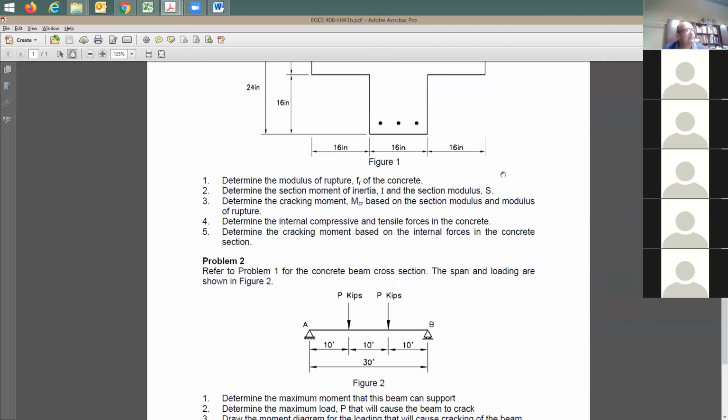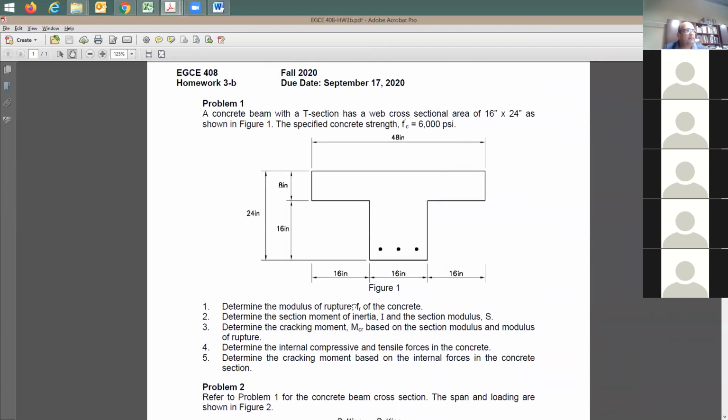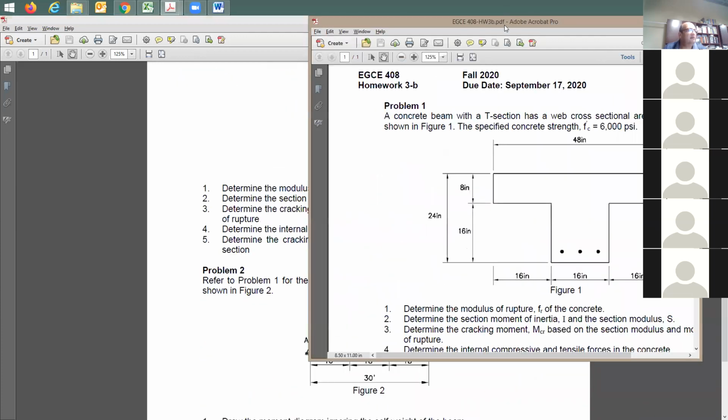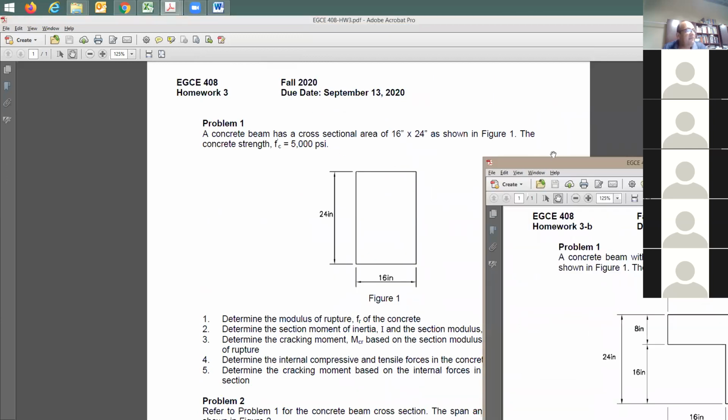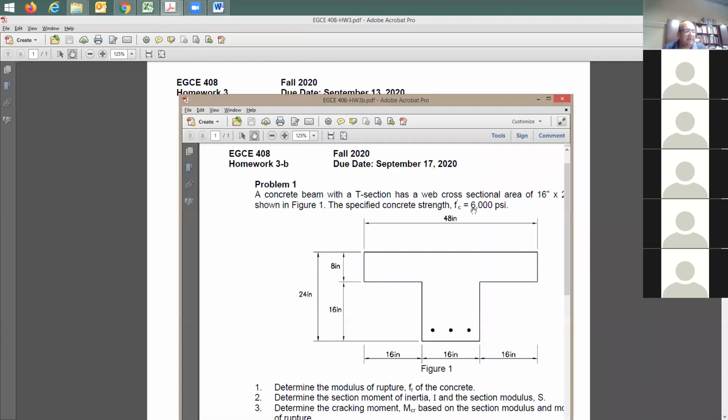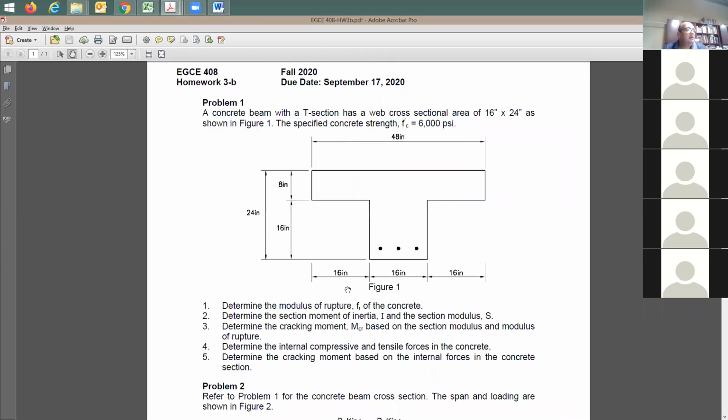So here's what happens. Do f_r. I've just done it here. So what is the difference? This is 5,000, and this is here 6,000. Correct? Then the moment of inertia for this section.